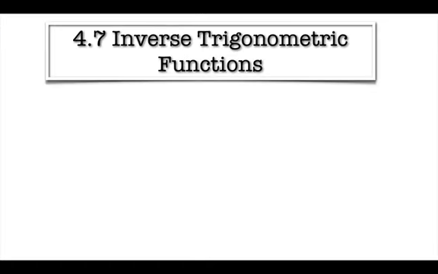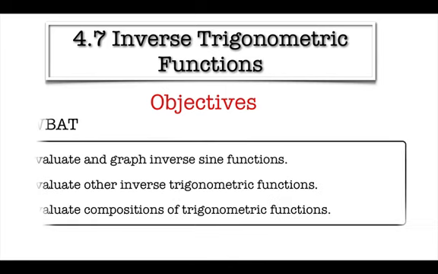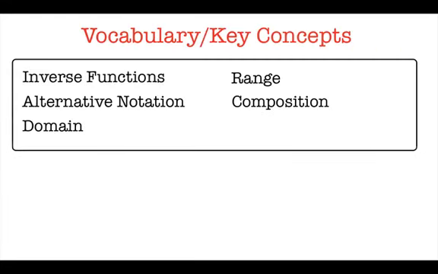Section 4.7, inverse trigonometric functions. These are the objectives. You can pause to read them, but I'm moving on to the next slide. This is the vocabulary, key concepts: inverse functions, alternative notation, domain, range, and composition.